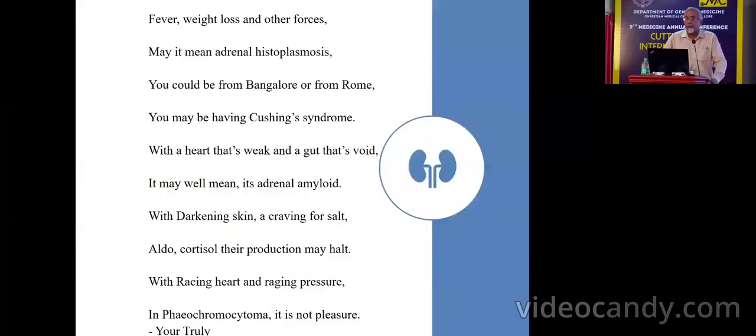Just to reduce the amount of stress and catecholamine production right now, we'll start off with a little poem over here, which indicates the spectrum of adrenal disease that we are having as well.